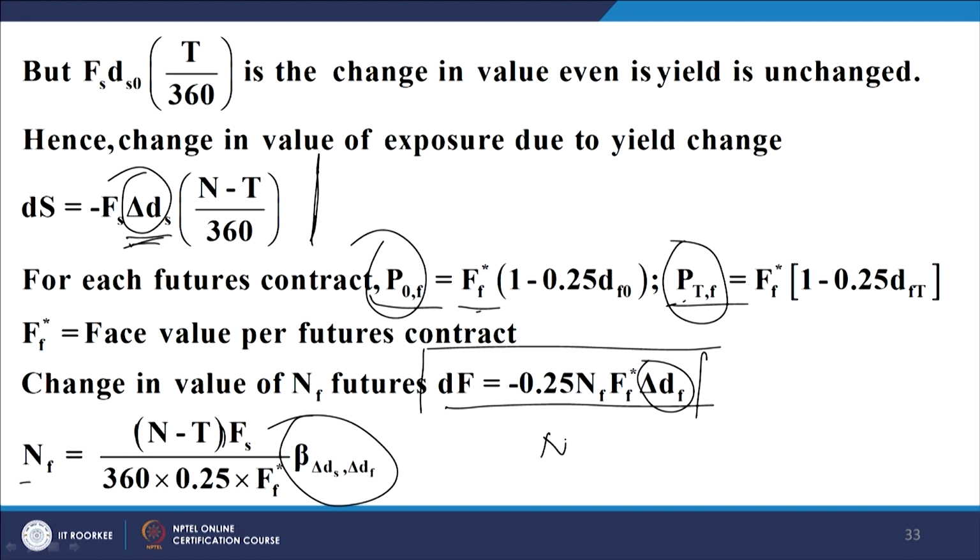A number of contracts NF is proportional to n minus t. What is n minus t? N minus t is the remaining life of the treasury bills or of the investment. Why is n minus t relevant? Because the change in yield is going to influence the portfolio over this remaining time.